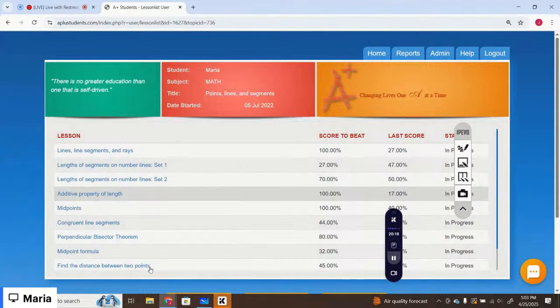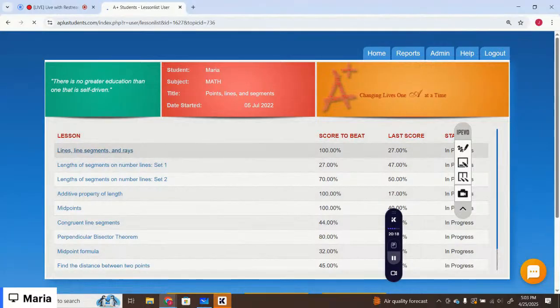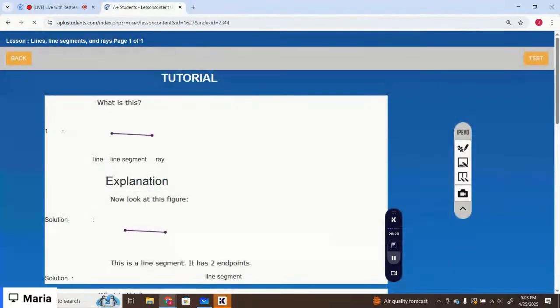Let's just start with the lesson lines, line segments, and rays. What is this: line, segment, or ray? This is a line segment. It has two endpoints.